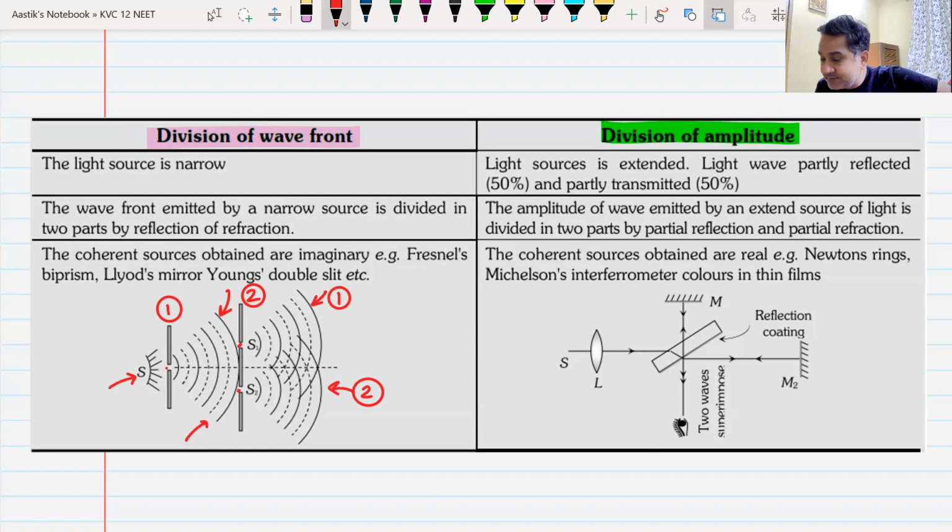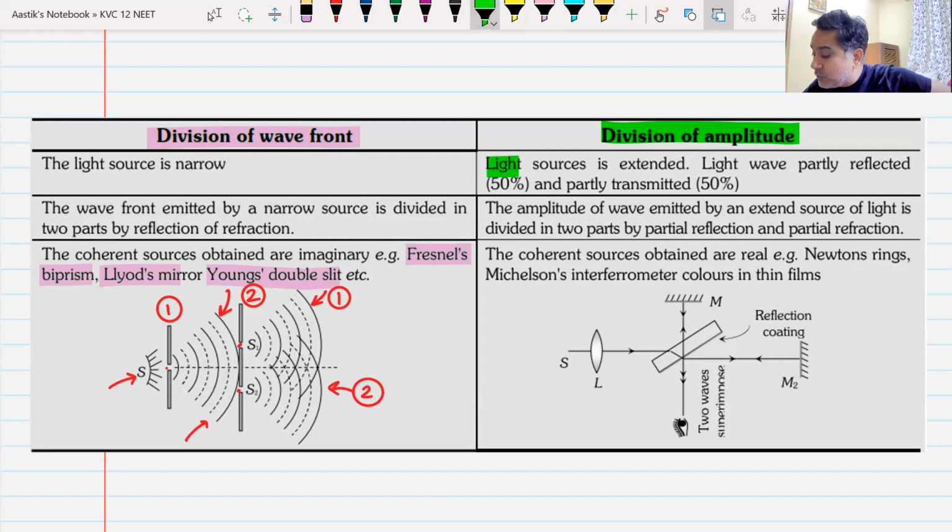Do we understand this? Now, where do we use these coherent sources formed by division of wavefront? That is what they will ask you. In Fresnel biprism, in Lloyd's mirror, and in Young's double slit. In all the three cases, we have coherent sources which are produced from a single source by division of wavefronts.